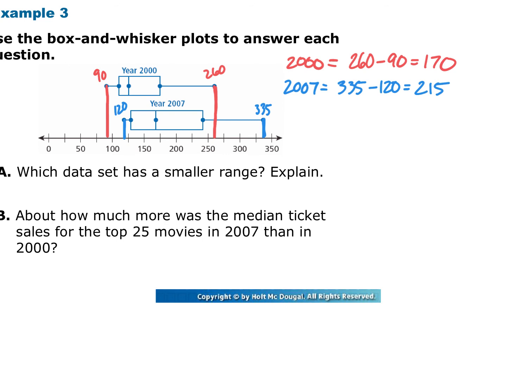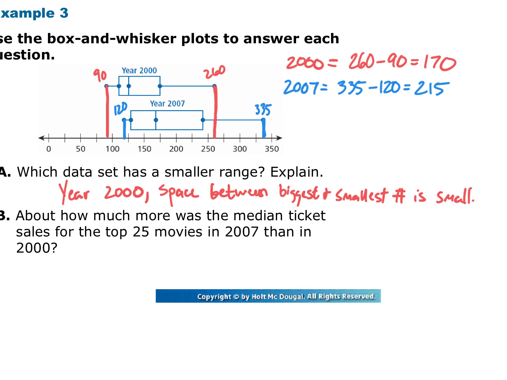Now, I've got my two ranges. Let me just re-look at the question. It says, which data set has the smaller range? Yeah, 2000. So you would just say here it is the year 2000. And if they ask why, you would say the space between the biggest and smallest number is smaller.